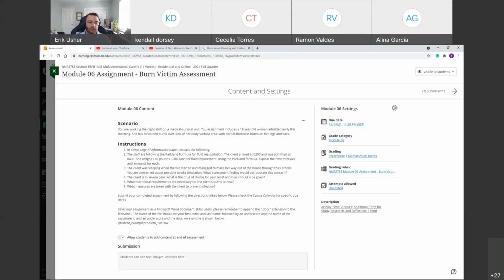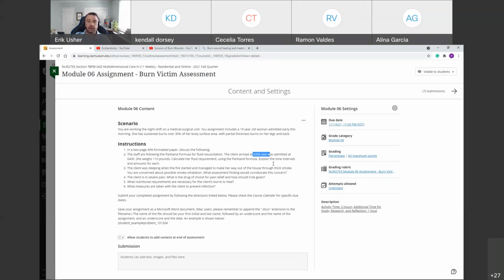So the instruction to this, ignore this. If you can do it in one page, I'm happy you can do it in one page, as long as you follow APA formats, and just discuss the following. So it's the Parkland formula, and we'll go over that in today's lecture just to underscore that. But what's the fluid resuscitation? So you're going to do the Parkland formula.